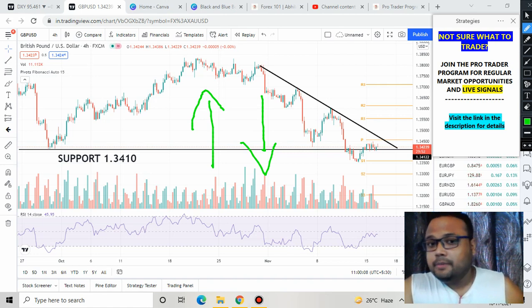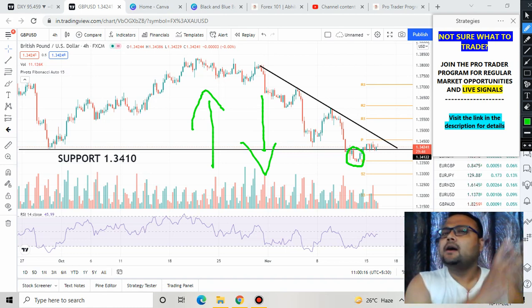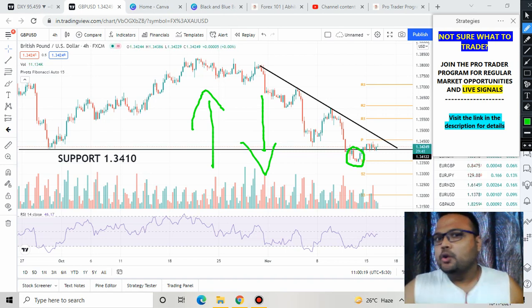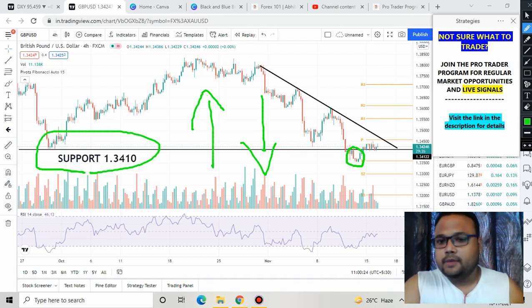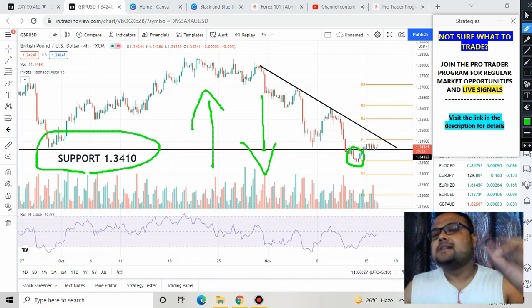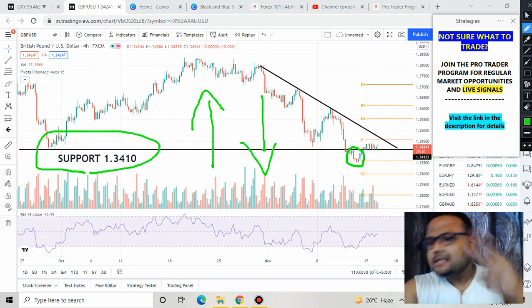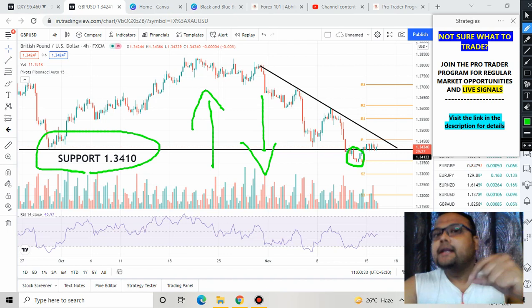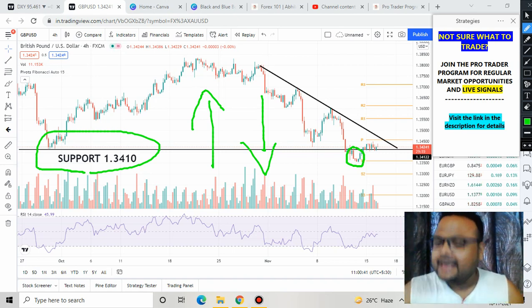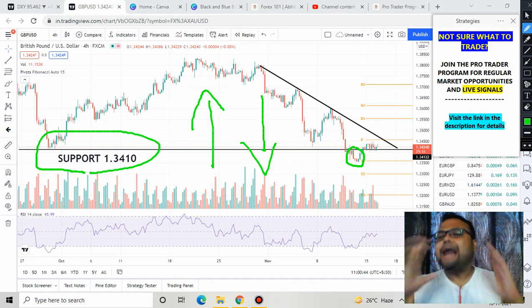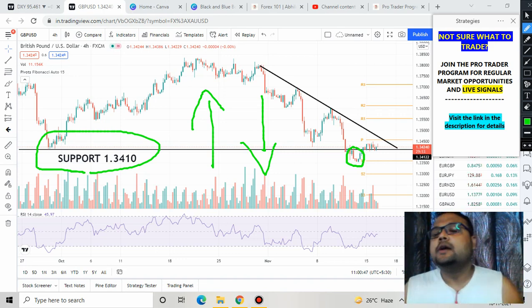Plus, GBP USD fell here, but again it took support above 1.3410. If you have watched my earlier videos on GBP USD, you know it very well that 1.3410 was a very strong support for GBP USD, and right now GBP USD is just standing above it. So considering these factors, not going down yesterday when the dollar made the big fat green candle, and again taking support at 1.3410, I think that GBP USD is trying to recover here.